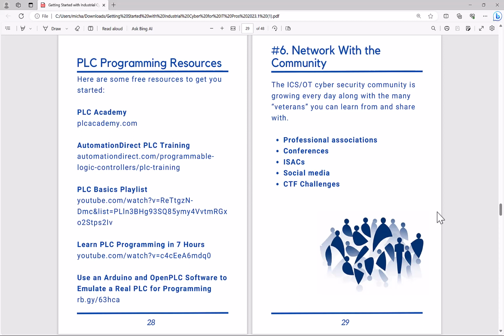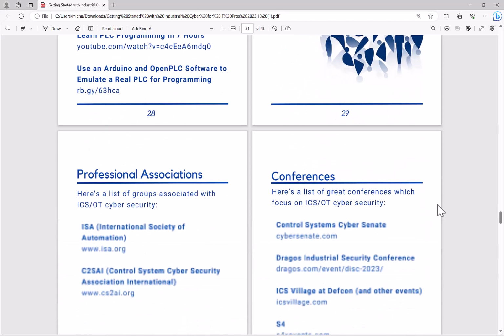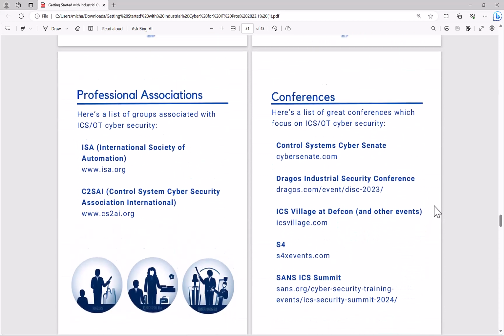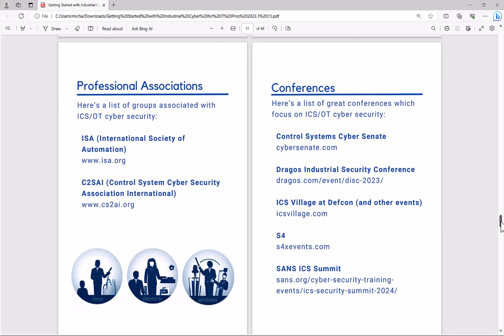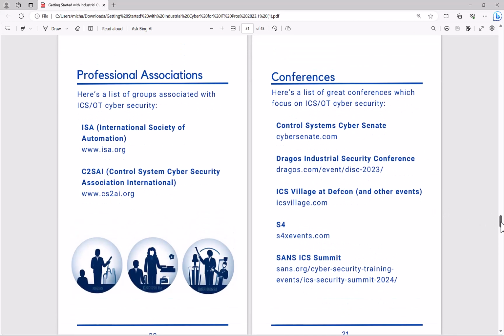Just some thoughts. I will mention one of the biggest things you can do is network with the community. You can see that's number 6. So we'll just jump into these. There are really two big professional associations I always recommend people get into. There is ISA. This is the group that publishes the gold standard, right, for cybersecurity in control system environments. So ISA is definitely one route to go.